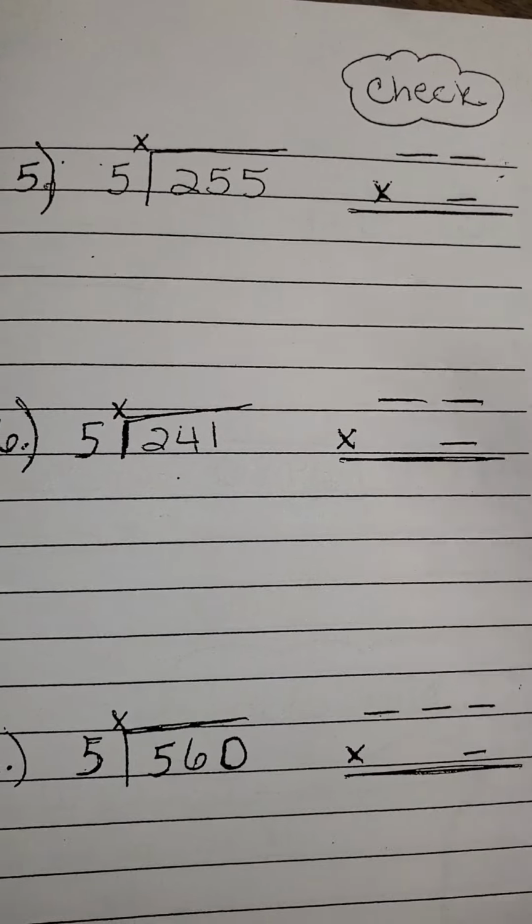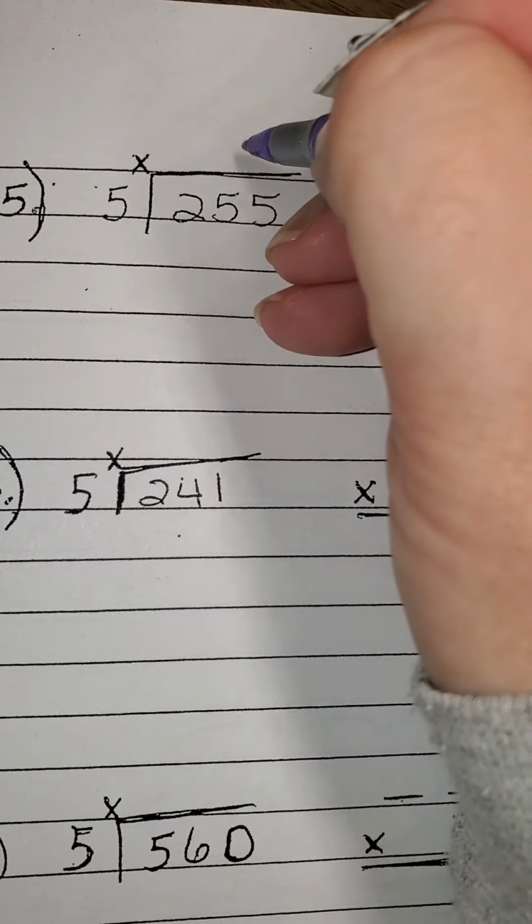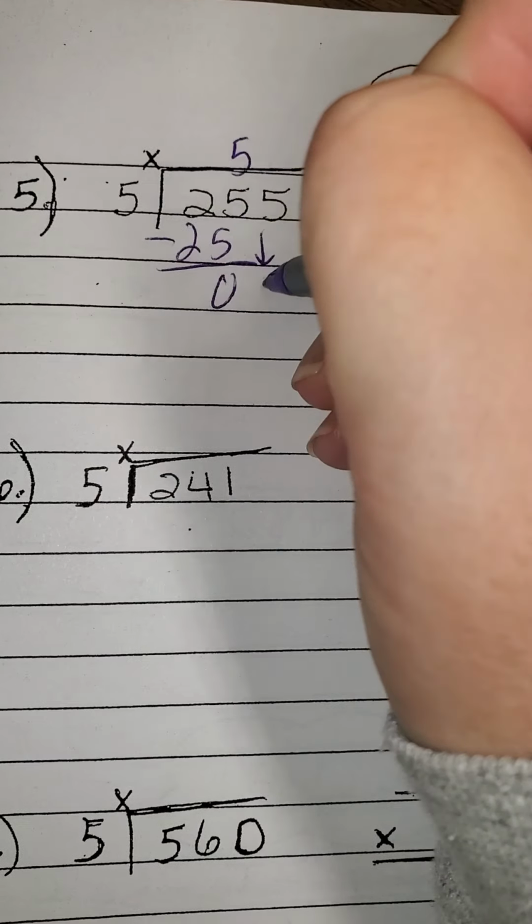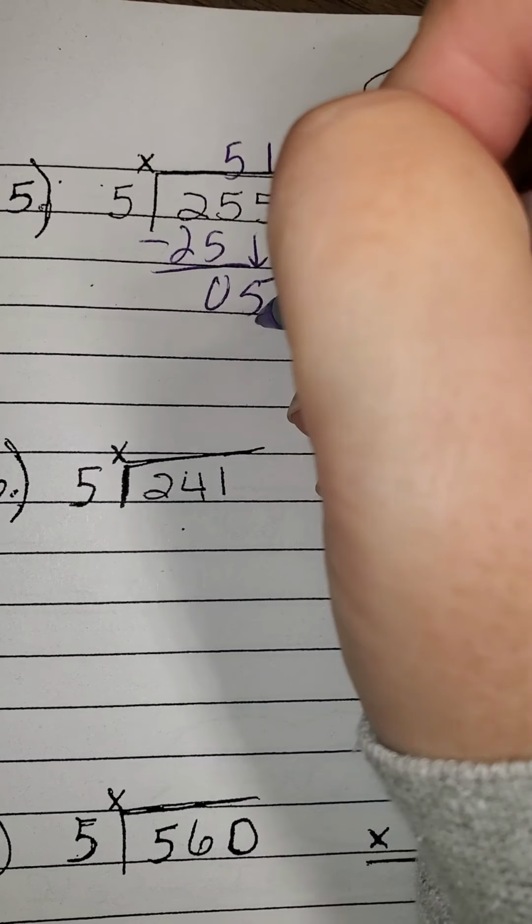Okay, you can pause this, work ahead of me, and then come back to it. 5 times 5, we've got 25. Difference of 0. 1 times 5 is 5.